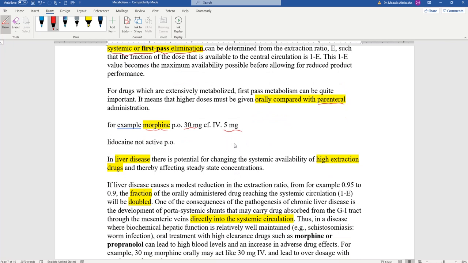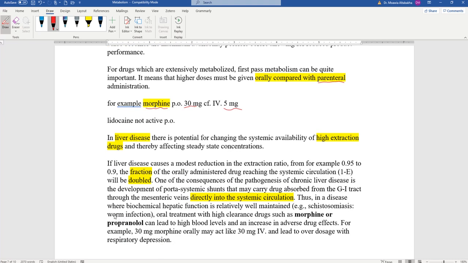Why am I talking about this case, or the drugs with high extraction ratio? The reason is, if there is a problem with the liver, such as hepatitis, or maybe a worm infection, or some kind of problem, there can be what we call porta-systemic shunts. It means that although we have hepatitis that can affect the enzymes, the drug, instead of going through the liver, is bypassing the liver and going directly into the systemic circulation.